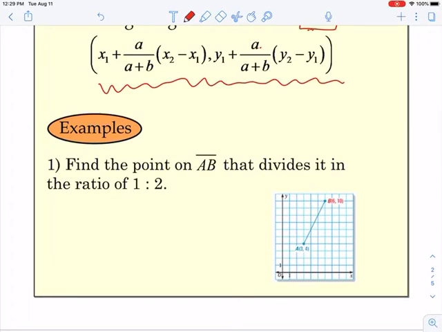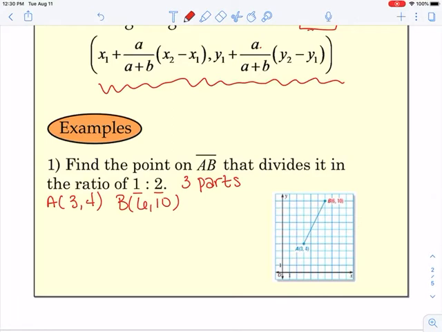Okay, so for our first example for partitioning here, we want to find the point on AB that divides it into the ratio of 1 to 2. I gave you a picture on the right-hand side so that you can see the endpoints. A ratio of 1 to 2 means that we're going to divide that line into 3 equal sections. So the 1 plus the 2 means that we have that line segment being broken into 3 parts.